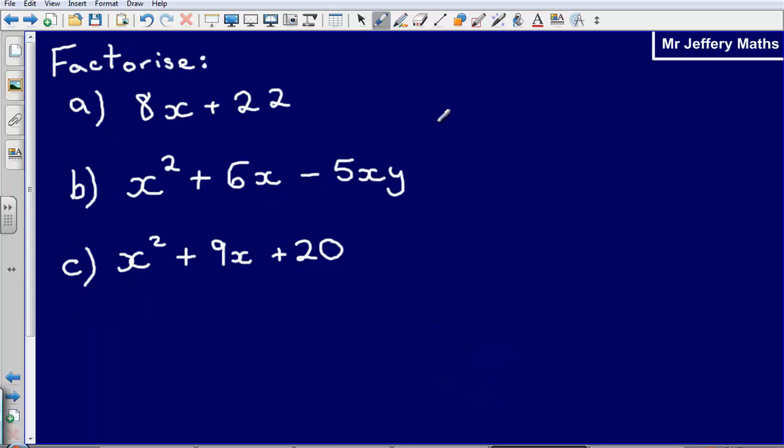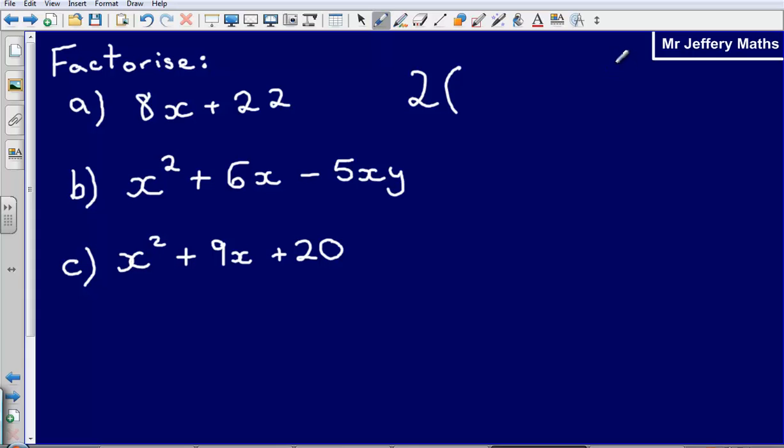Okay, so more questions if you got those wrong earlier. These are on factorizing, so pause the video now and attempt these questions. I've got 8x plus 22. What we need to do here is we need to put this into brackets. So we need to find, is there any numbers in common here? So is there a number that goes into both 8 and into 22? There is. That number is 2.